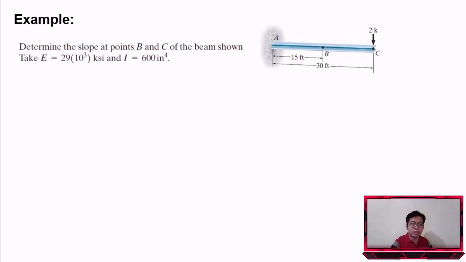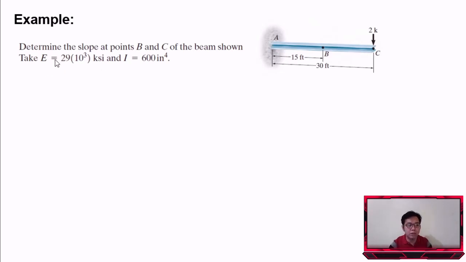So, since we are interested sa slopes, ang gagamitin natin dito is yung first theorem, yung theorem 1. Ano yun? The change in slope between 2 points is simply equal to the area of the moment diagrams between the 2 points. Okay? So, check natin. We have a cantilever beam. By the way, fixed sa A. Cantilever beam to, we have yung point B is actually 15 feet away from A. And then yung C natin is 30 feet away from A. So, bali 30 feet yung length ng beam natin.